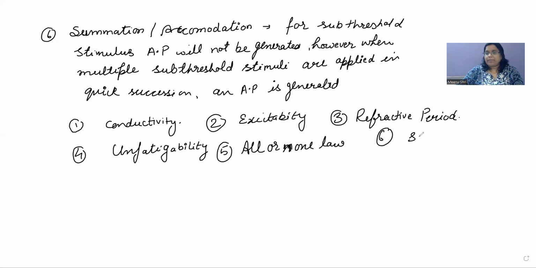The sixth one is summation or accommodation. Here, if continuous sub-threshold level stimuli approach the neuron in quick succession, then an action potential is generated, because the neuron will sum up those sub-threshold stimuli and behave as an up to the mark stimulus, and the action potential is generated. This is all for the properties of the nerve fibers.